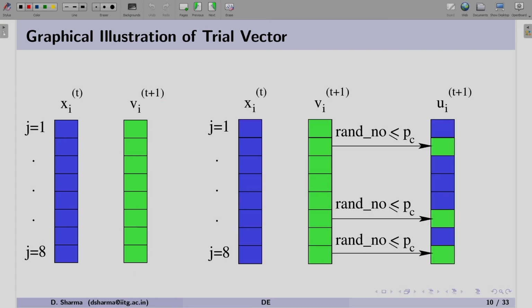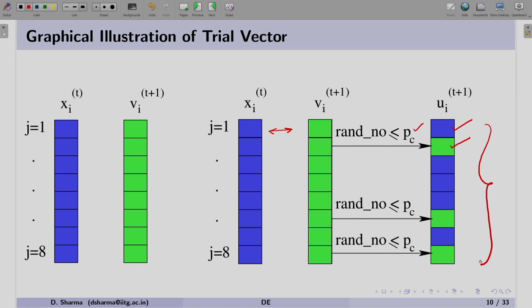Looking at the figure on the right-hand side, suppose for the first variable the random number is more than PC. This means that we are going to copy the first variable from the target vector. Suppose for the second component the random number is smaller than PC. So, we are going to copy the second variable from the mutant vector, and if we similarly follow this, we will get a trial vector.